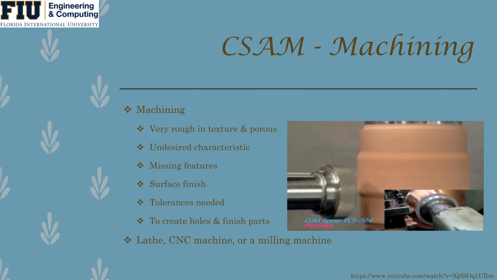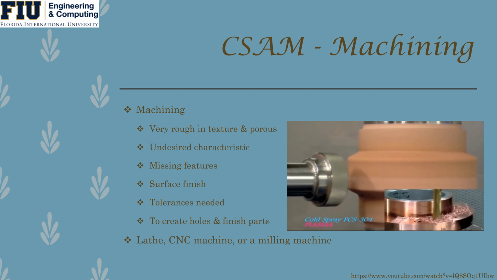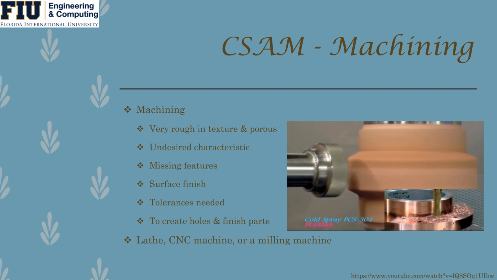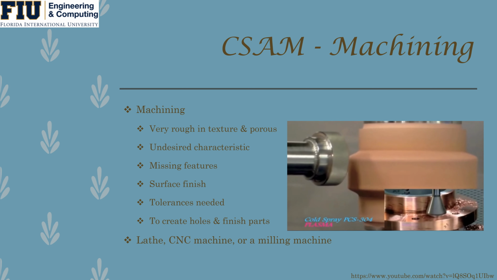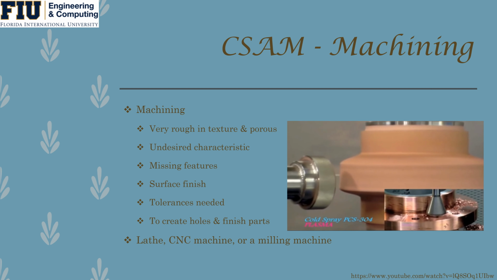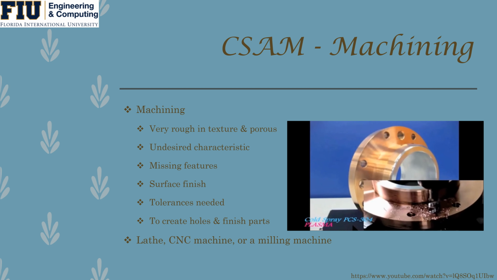After spraying, these parts are very rough in texture and might have some missing features and surface finishes needed for its intended application. Thus, another post-processing technique called machining is used, in which they use lathes, CNC machines, and milling machines to finalize parts. As shown through the video, this company Plasma is spraying a copper flange, and they are finishing it at the same time in the video.